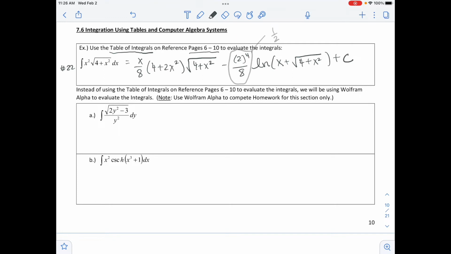Right below this, it says instead of using the table of integrals on reference pages 6 through 10 to evaluate integrals, we will be using Wolfram Alpha to evaluate integrals. Note, use Wolfram Alpha to complete homework only for this section. This is not something that we'll be using on any type of quiz or any type of exam. So this is just for you to reference and be able to integrate more challenging problems, or also a way to check and see if you got answers correct on homework.